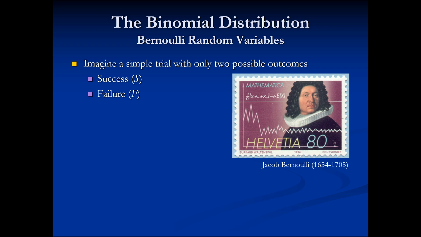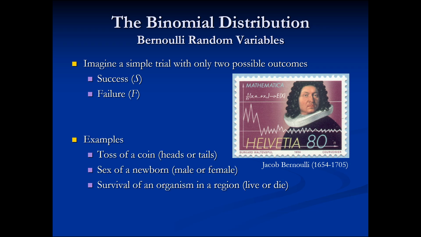Imagine a simple trial with two possible outcomes. One is success, another one is failure. Success is simply denoted as a capital S and failure is denoted as a capital F. Here are some examples, only a few are given.